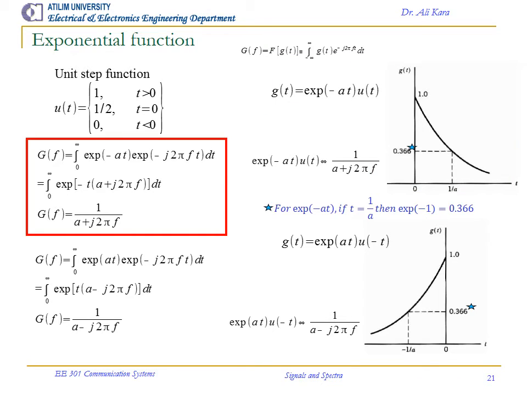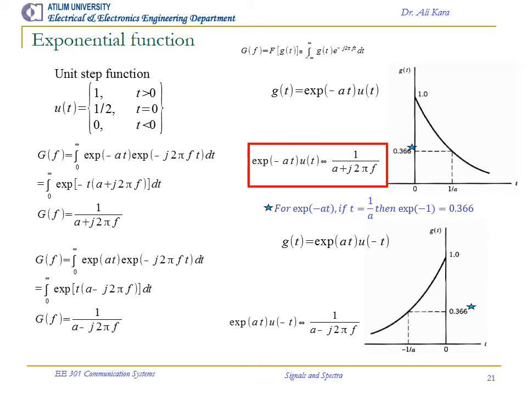The Fourier transform of g of t is the integral from 0 to infinity of exponential of -at times exponential of -j2 pi ft, integrated with respect to t. It is equal to, merging the exponentials, the integral from 0 to infinity of exponential of -t times in parentheses a plus j2 pi f, integrated with respect to t. Integrated with the given limits, it is equal to 1 over a plus j2 pi f. As a result, we get this two-way transformation.